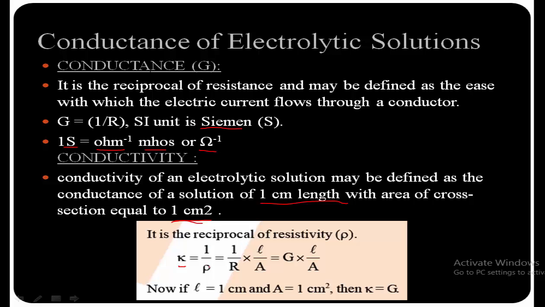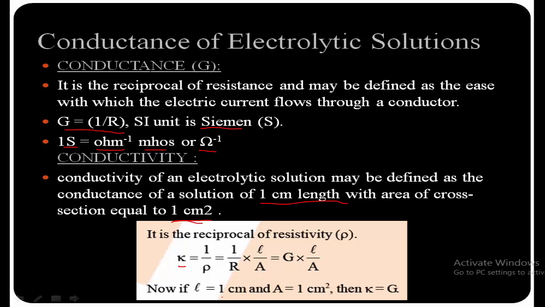And 1 divided by rho, that is the reciprocal of resistivity, and here it is also written as 1 divided by R into L divided by A, because resistance is again given by L divided by A. That is equal to G into L divided by A, because 1 by R is conductance, which is already given here. So G into L divided by A.